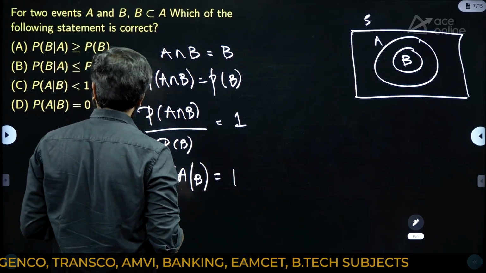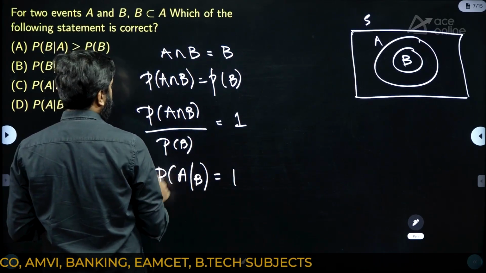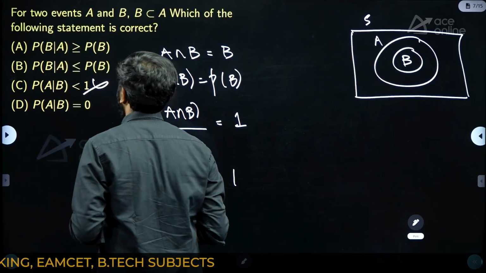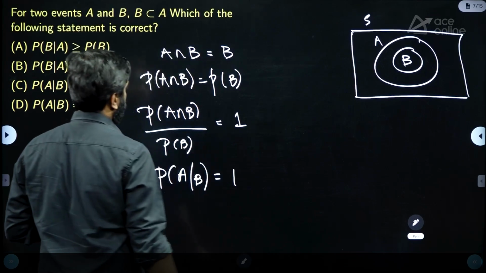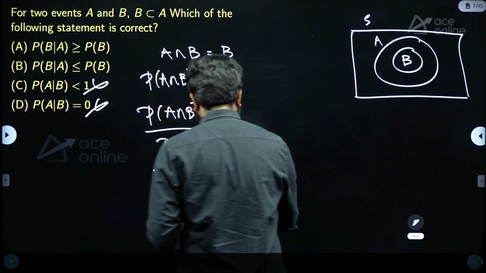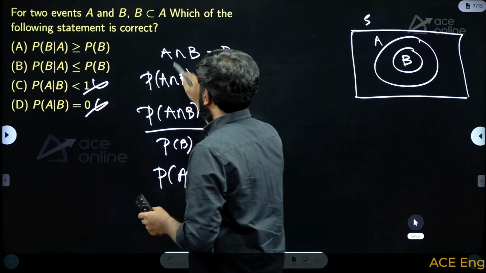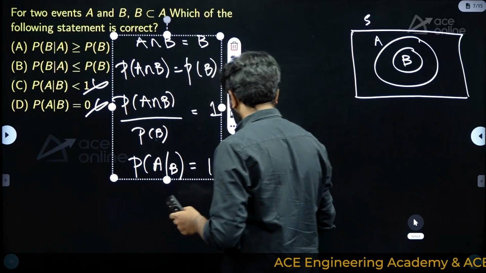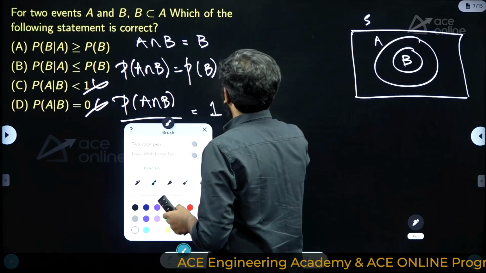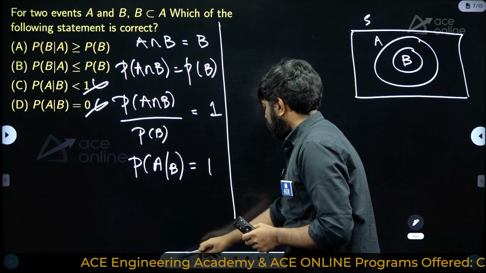Now you can verify the options. We got the conditional probability of A given B as 1. This fellow says less than 1, you can remove this. We got this as 1, but this fellow says 0, you can remove this. So this is the first conclusion. We eliminated 2 of the options. We are now left with a few more verifications.